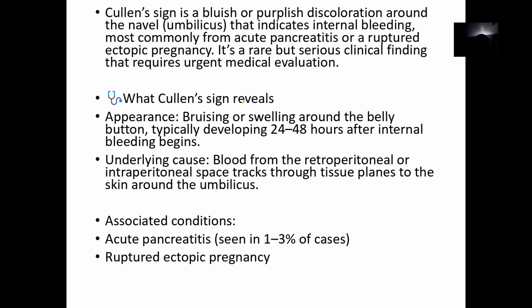If the injury was from outside, you see some bruising, but if the injury was totally from inside, you see only swelling and discoloration. It's actually blood from the retroperitoneal or intraperitoneal space that is tracking through the tissue planes to the skin around the umbilicus. So it's associated with what?